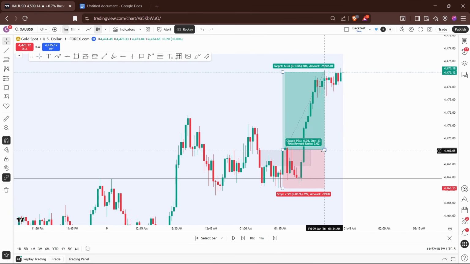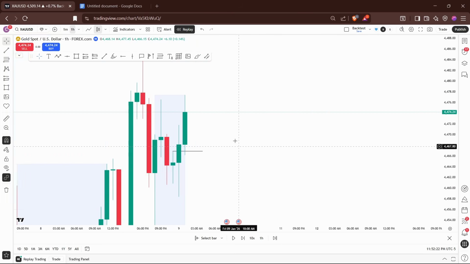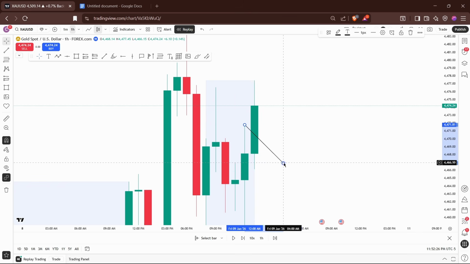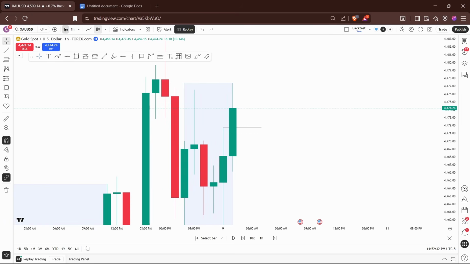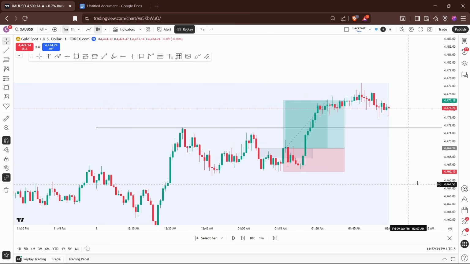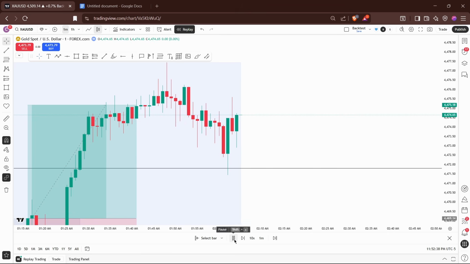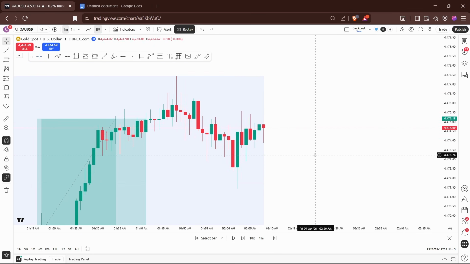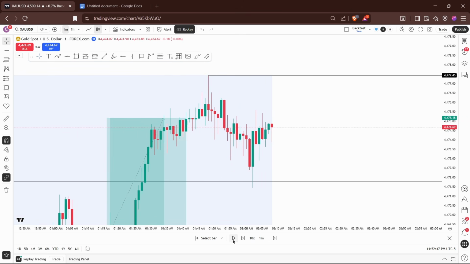Yeah, it again hit our 1:2, and then again it forms this level. Let's wait for the market to reach our level on the 1 minute time frame. On the 1 minute time frame, it reached our level, but it did not close below the level. So this is the invalidation. Let's wait for the market.